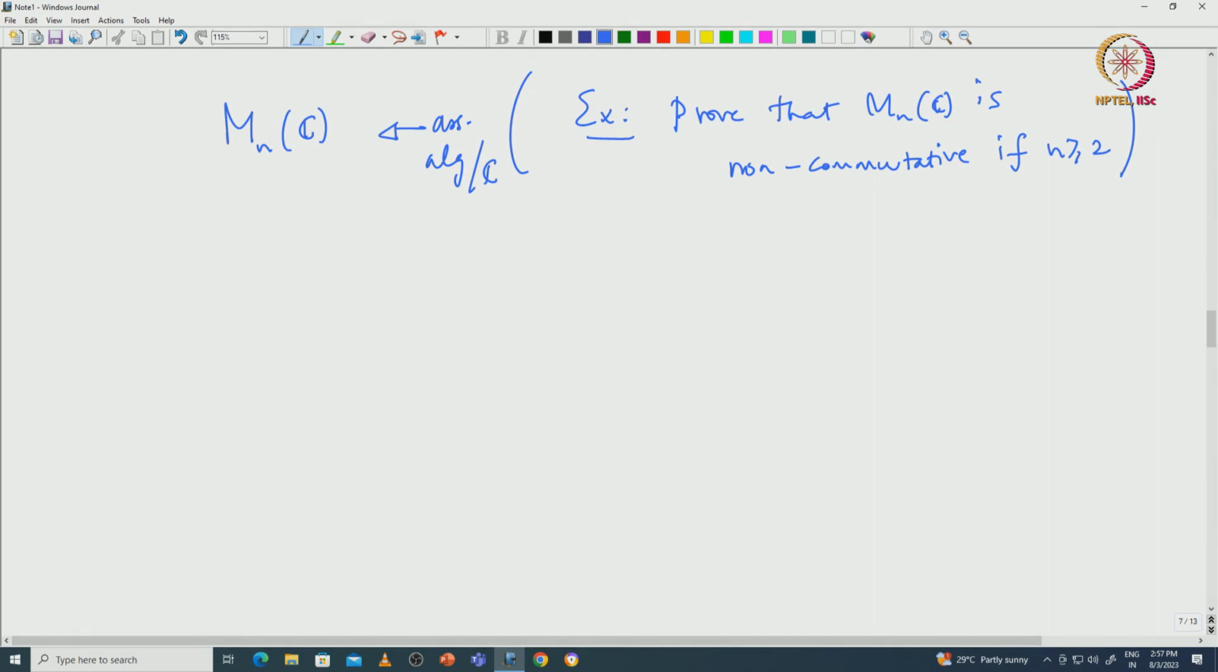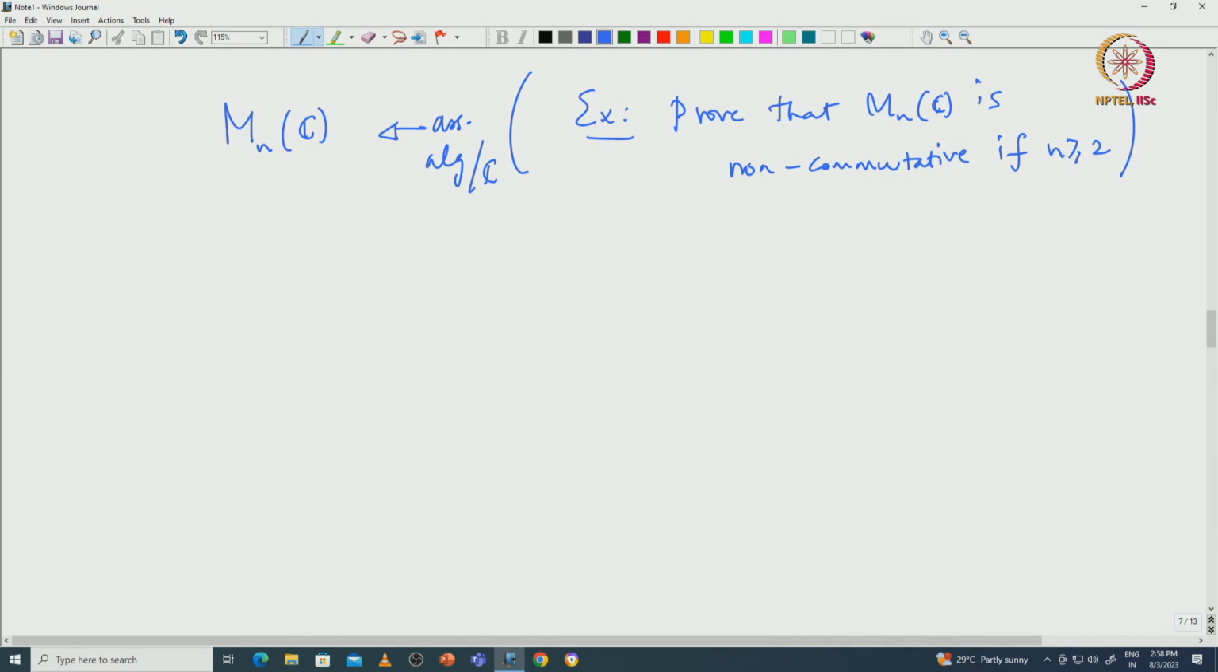Okay. So, naturally, if you have seen finite group theory, in finite group theory you define what is called the commutator group, and then you try to understand how big or how small this commutator group is. In some sense, computing the size of the commutator group tells you how far the given group is from being an abelian group. Okay. So, similarly for Mn of C, if you are interested in understanding how far it is from being a commutative algebra, then we need to understand the commutator structure.